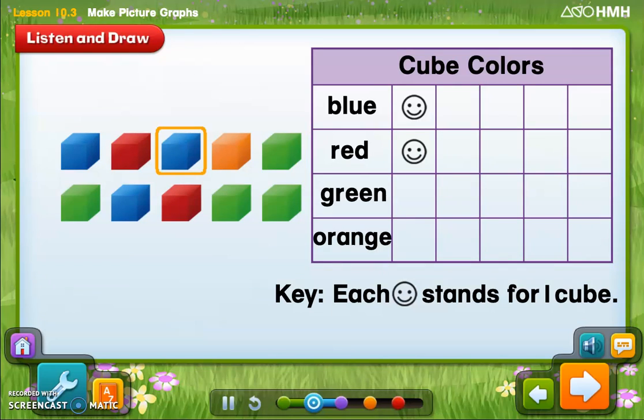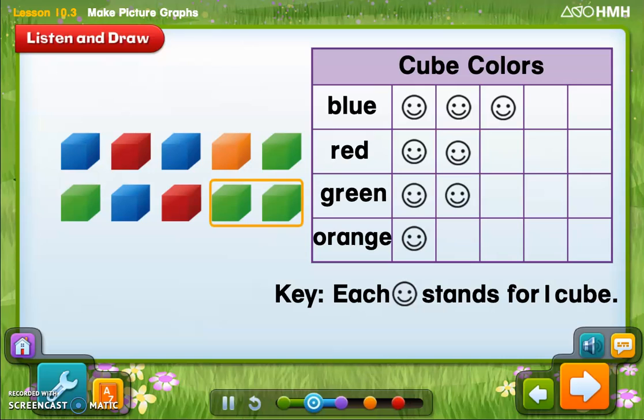The next cube is another blue cube. Let's show it in the picture graph here. The next cube is orange. It goes in the row labeled orange. The next 2 cubes are green, so 2 smiley faces go in the row labeled green. This cube is blue. It's the third blue cube. This cube is red. It's the second red cube. There are 2 green cubes left. Click the picture graph to show the last 2 green cubes.